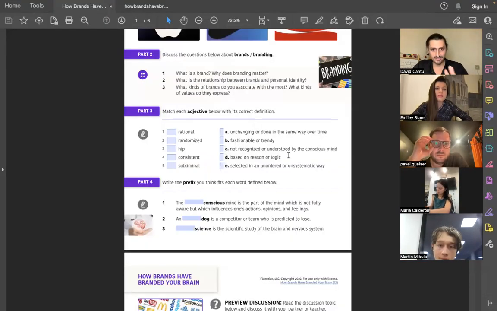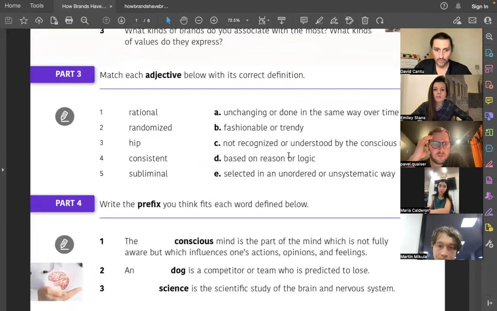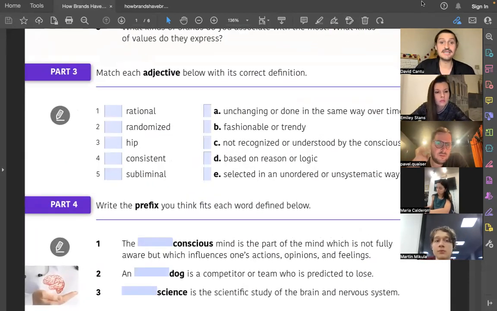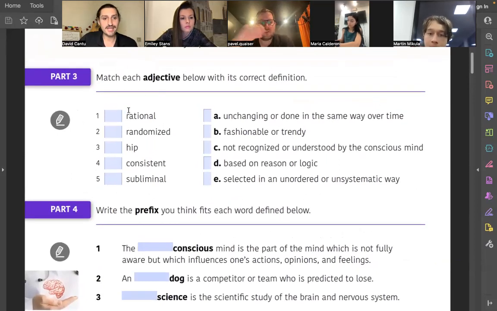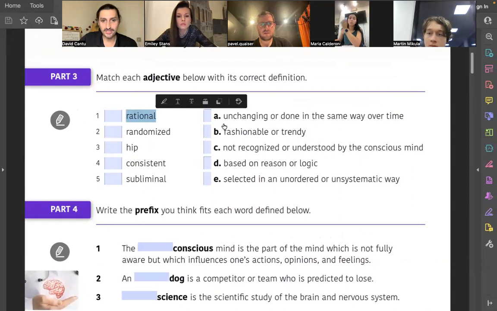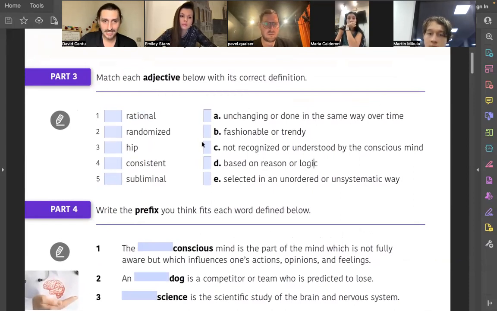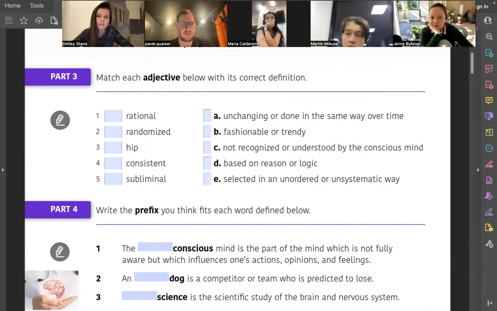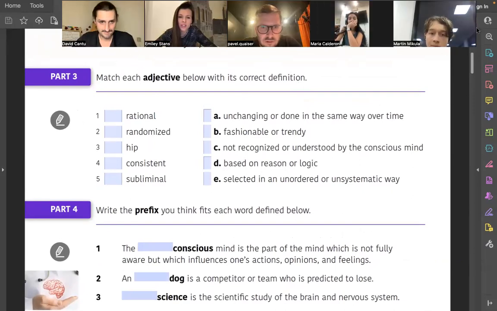So let's do a little bit of vocabulary here. Just a couple of minutes. It'll be very quick, just because this is some key vocabulary. So here we have the word right here, and we want to match it with the definition right here. Now you can choose whichever one you want. You don't have to do it in order here. Okay, so let's see, maybe Emily, you can start if you want. Oh, sure. Rational. It's D, based on reason or logic. Exactly. Very good. Perfect. And Martin.